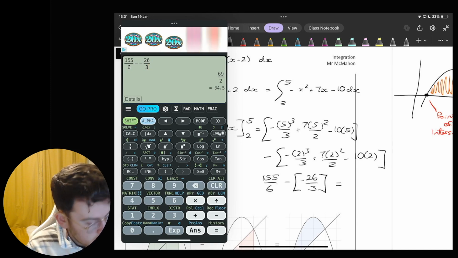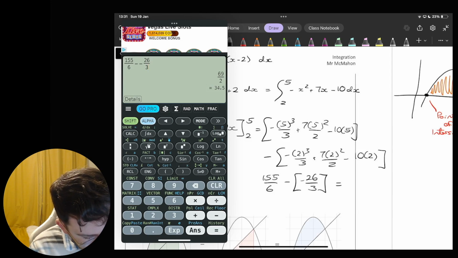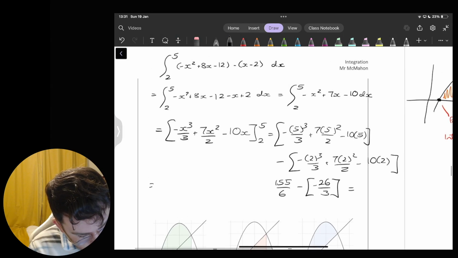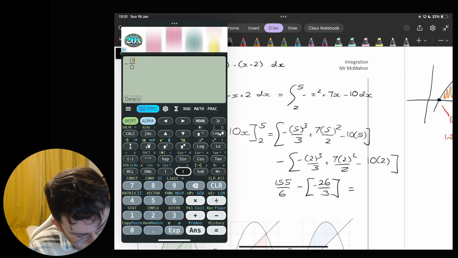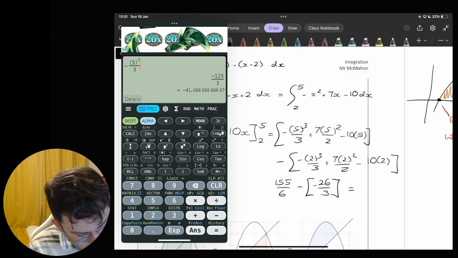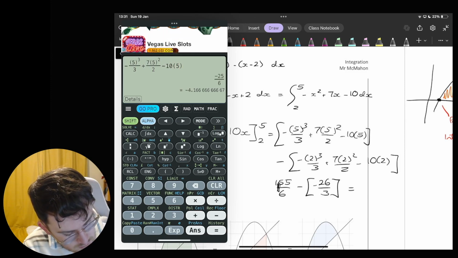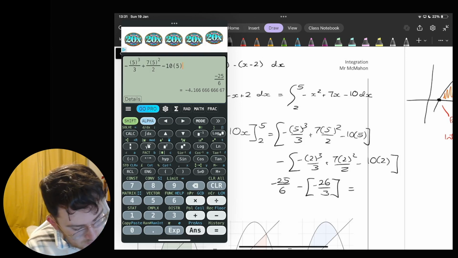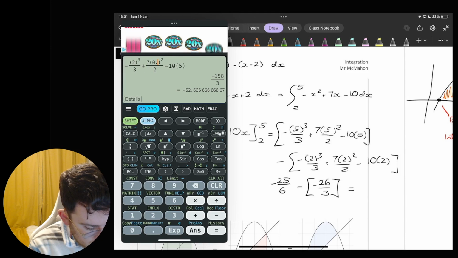That's a bit of an issue. What have I done? I filled in something incorrectly here. Let me just try that again, because I'm not sure what we've done here. Minus 5 cubed over 3 plus 7 times 5 squared over 2 minus 10 times 5 is, there we go. There's my issue. I knew there was something wrong. Minus 25 over 6. Okay. Not sure what I typed in the first time, but let's go for it again.